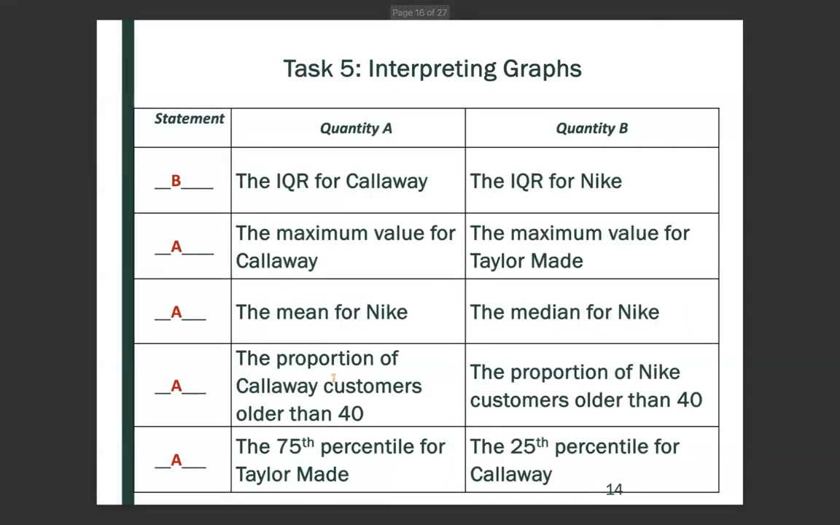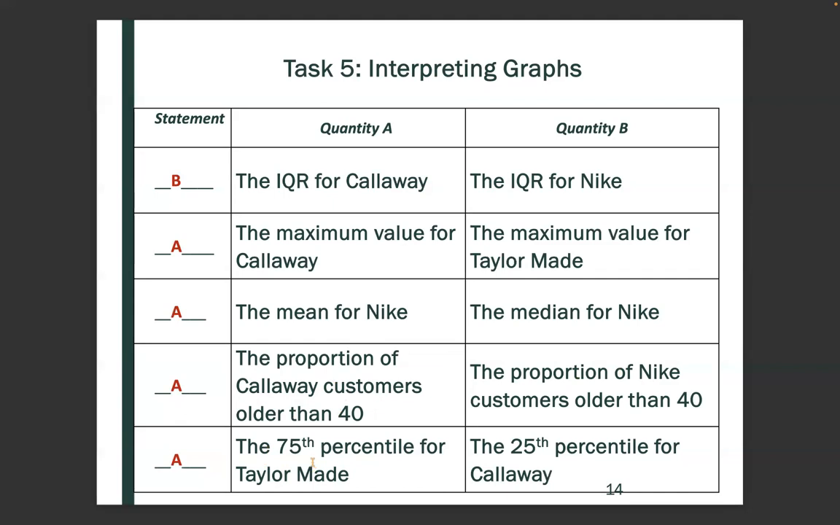So that would mean that quantity A is larger, which is the proportion of Callaway customers older than 40. Here it's around 50%, and then this value is less than 50%.